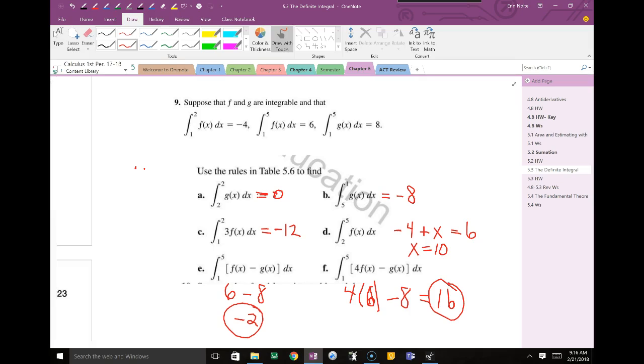Not entirely, but I think if the whole area was given from 1 to 5, they wouldn't ask you to find 1 to 3, unless they gave you a chunk between 2 and 3 as well. You know what I mean? They'd have to give you more information. Okay.